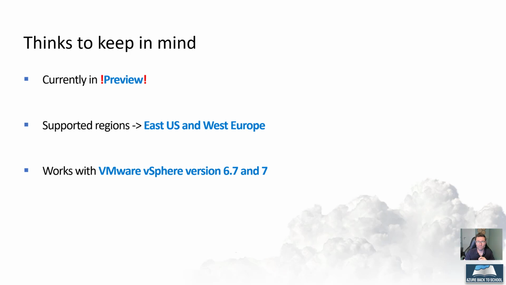When using VMware vSphere with Azure Arc, keep in mind that it's currently in preview, so don't use it in any production environment. And because it's in preview, it's currently only supported in the East US and West Europe Azure regions. And at the moment it only works with VMware vSphere 6.7 and 7.